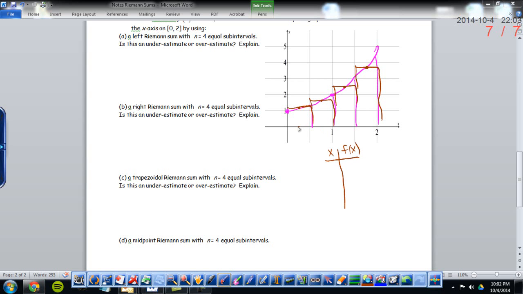The x value at the middle of the first interval is going to be 0.25. And then the next interval between 0.5 and 1, halfway in between that, is 0.75. And then 1.25 and 2. So the easiest way to get these f of x values is, again, to use your table.